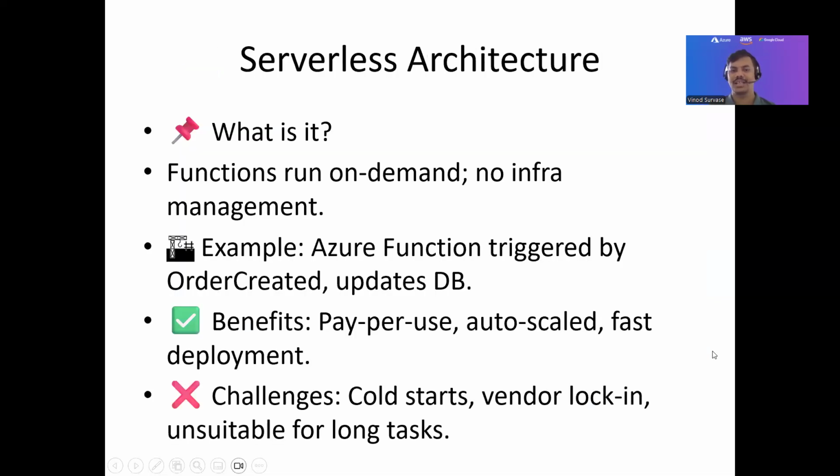So next is serverless architecture. So what is it? It is functions that run on demand, and there's no infrastructure management at all, because everything is a managed service across the cloud platforms, including Azure, AWS, and GCP. And in this context, you can see an Azure function triggered by order created, which updates the DB, something like that. This is just one example, but there are many other examples and use cases that we can use, and that's going to give us different requirements as well.